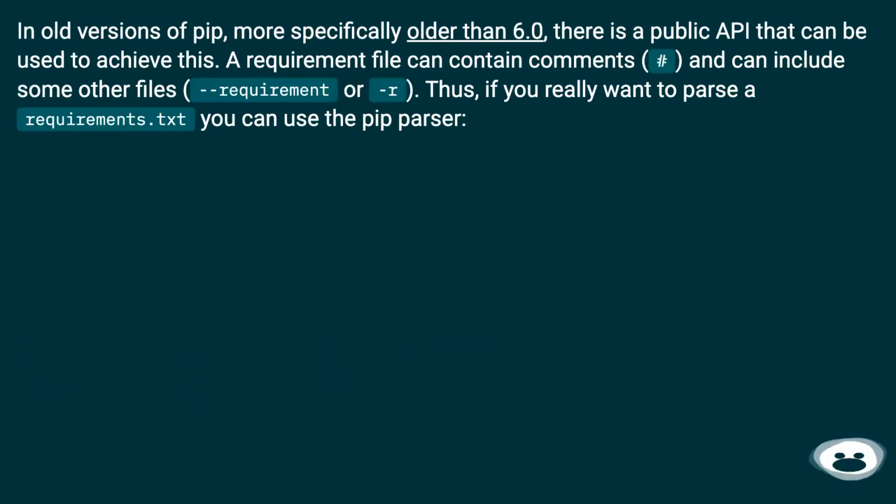In old versions of pip, more specifically older than 6.0, there is a public API that can be used to achieve this. A requirement file can contain comments, hashtag, and can include some other files, --requirement or -r. Thus, if you really want to parse a requirements.txt, you can use the pip parser.